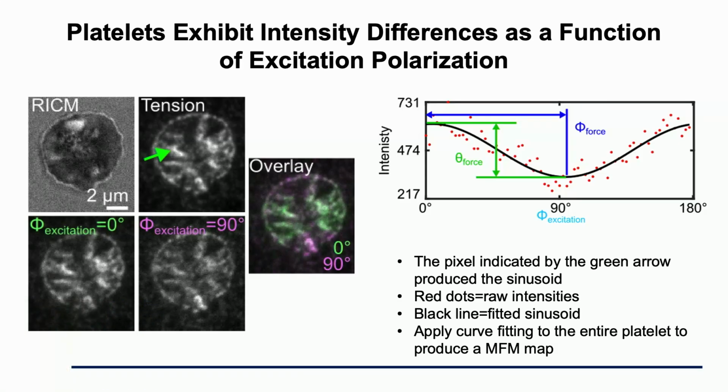And so this is a human platelet that's sitting on a surface, and this is the tension map. This is what you see in terms of hairpin opening. But then if you take a look at this 1 pixel, we start with an angle of 0 degrees, and we shift the half wave plate all the way around, and we measure the intensity. It goes bright, dim, and bright. Okay, so the amplitude here gives us the tilt of the force, and the phase gives us the orientation of the force.